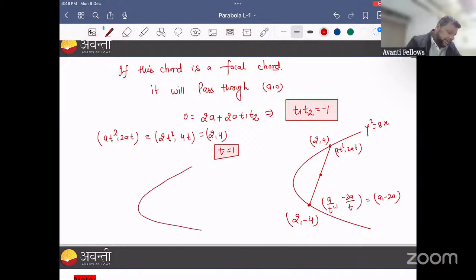So in any parabola, if you are talking about the ends of a focal chord, if one end is (at square, 2at), the other can always be taken as (a upon t square, minus 2a upon t).